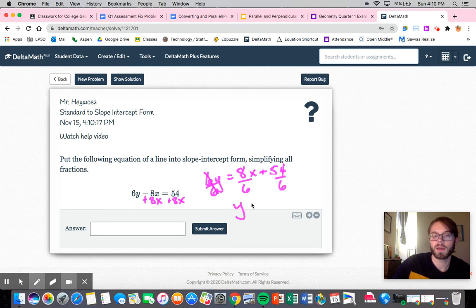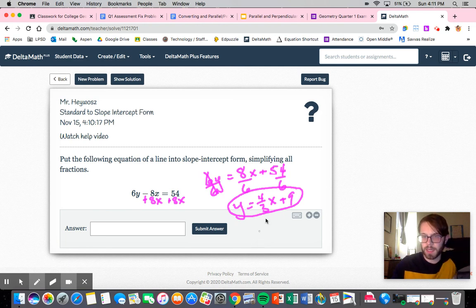Now 8 divided by 6, you can actually simplify, right? They're both divisible by 2. So 4 over 3. Okay, so 4 over 3x. And then 54 divided by 6, that's just 9. All right, so ultimately that's all we're doing. And we just need to make sure we're pretty comfortable with that because now we can easily identify the slope, right? Now I can easily see that my slope is going to be 4/3. So I could then find the parallel and perpendicular slope from there.